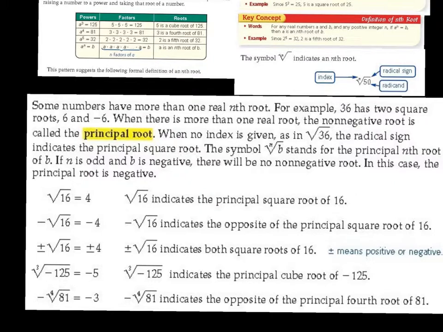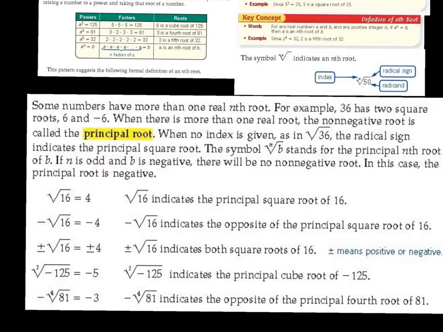Some numbers have more than one real nth root. For example, 36 has square roots of 6 and negative 6. When there is more than one real root, the non-negative root is called the principal root. When no index is given, as in square root of 36, the radical sign indicates the principal square root. The symbol stands for the principal nth root of b. If n is odd and b is negative, then there will be no non-negative root. In this case, the principal root is negative.